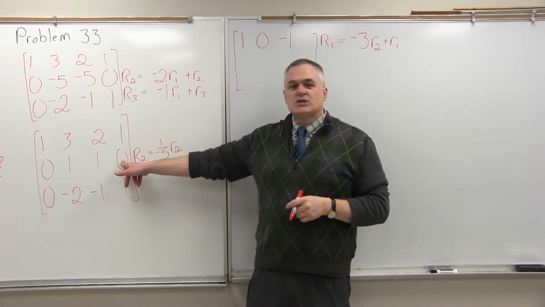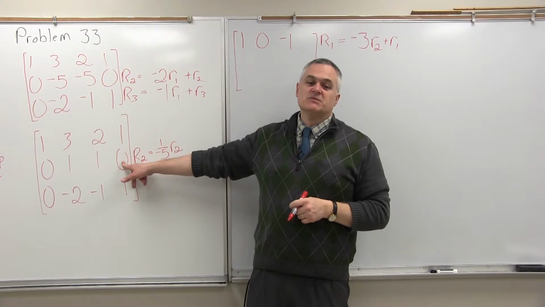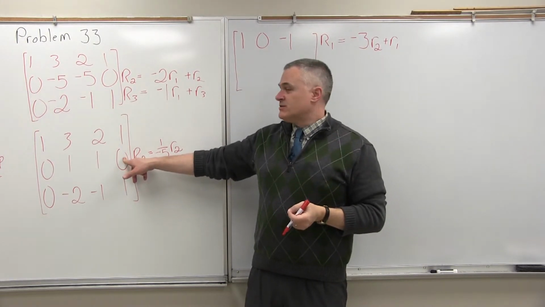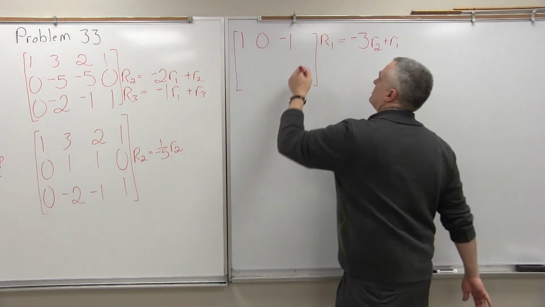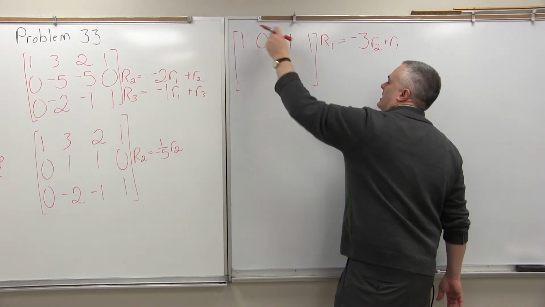And finally, the last position, negative 3 times row 2 is negative 3 times 0. You get a 0 as a result. Add the result to row 1. You add 0 plus 1. 0 plus 1 is 1. So there's one of my zeros.